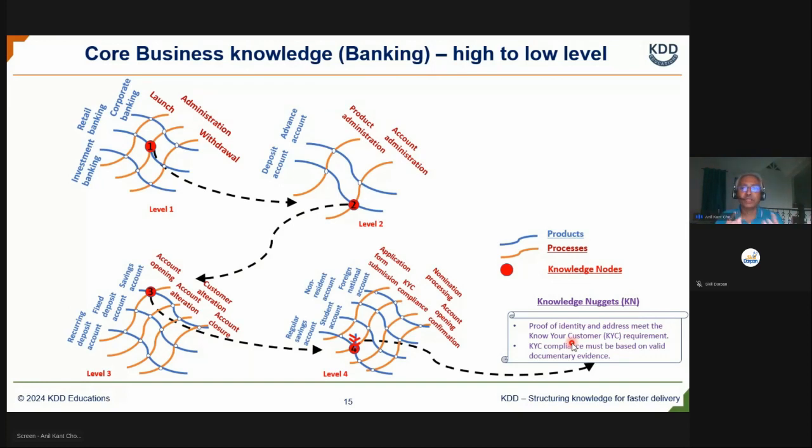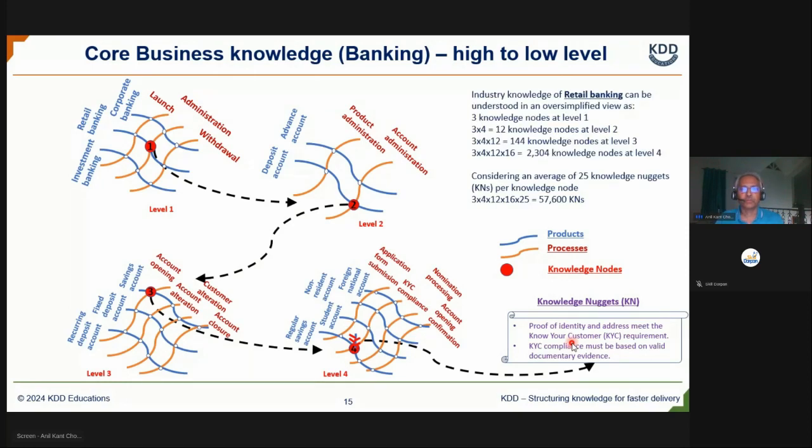Now, to understand the magnitude, let's see how big or small it could be. So if I have to understand the industry knowledge of retail banking, right? I'm not talking about banking. I'm talking only about retail banking. So that is this particular, right? In this, there are 3 nodes.